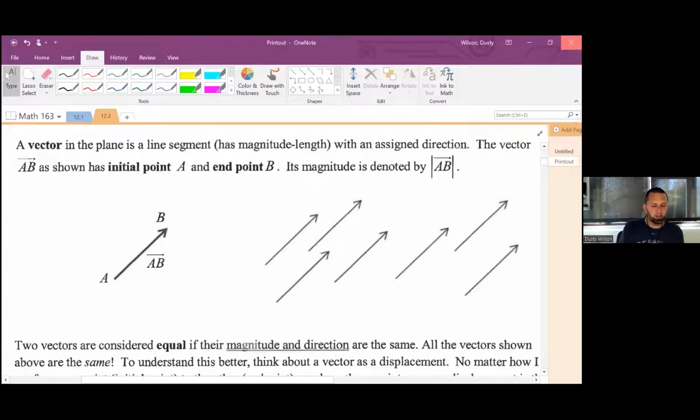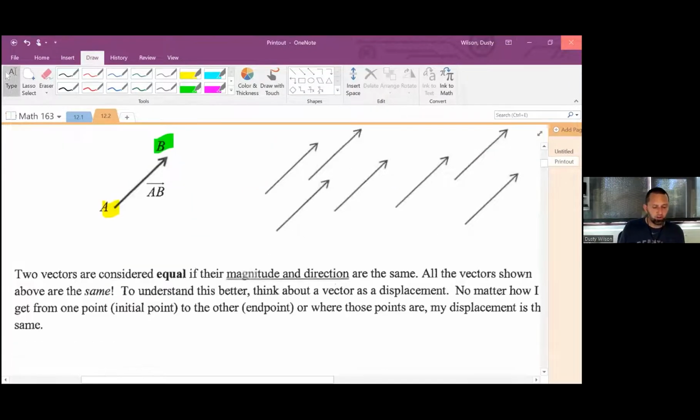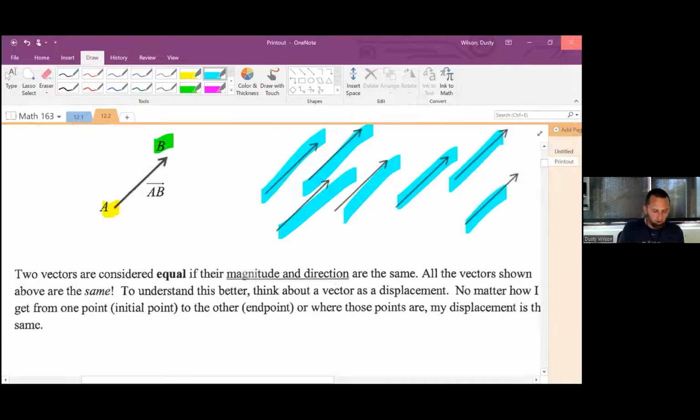A vector in a plane is a line segment, that is, it has a magnitude and length with an assigned direction. The vector AB has an initial point A and an end point B. Its magnitude is denoted by the length of AB, shown as follows. Two vectors are considered equal if their magnitude and direction are the same. All of these vectors shown are all the same. To understand this better, think about a vector as a displacement. No matter how I get from one point, initial point, to the other, end point, or where those points are, my displacement is the same.